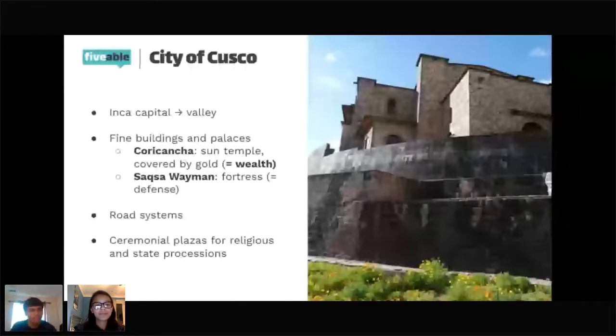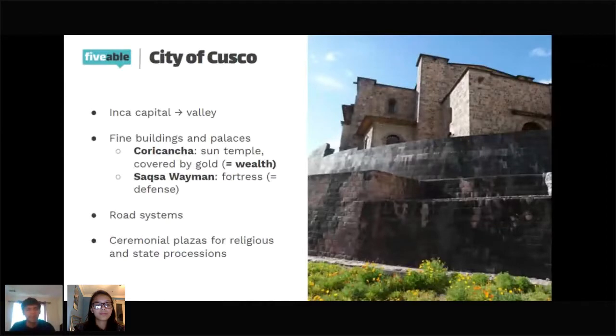And on the flip side was Saksaywaman. I know I botched it probably, but it's more about a fortress for defense. That's one of the reasons why the Inca Empire managed to withstand at least hundreds of years, because they were able to defend themselves. They were able to collect themselves as an empire and ward off enemies, smaller tribes, and keep authority over South America.